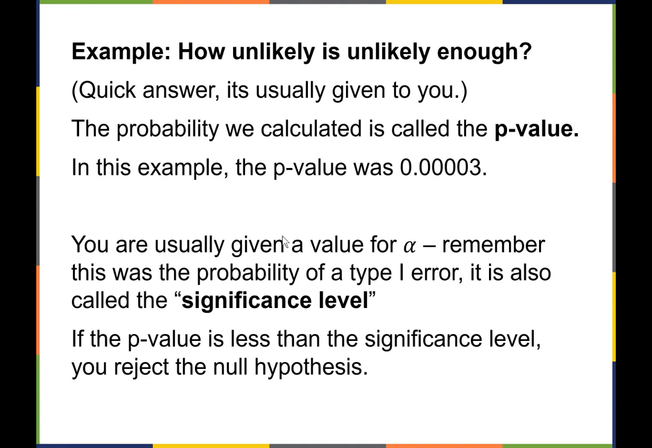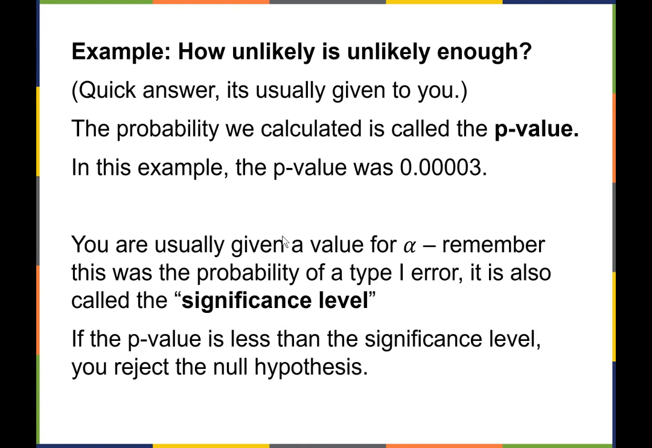And the quick answer is that it's usually given to you how unlikely it needs to be. The probability we just calculated is called the p-value. In this last example we did with the loaves of bread, the p-value for a 17 centimeter mean for sample size 10 loaves of bread was equal to 0.00003. It's obviously a very low probability of this happening.